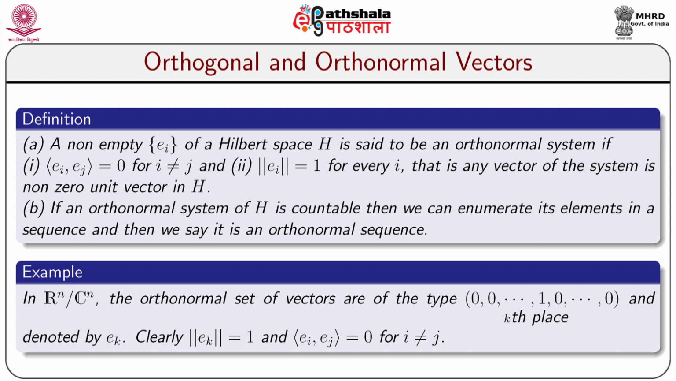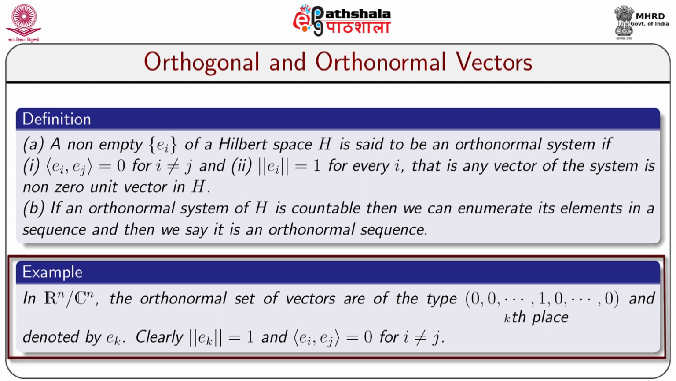Let us take an example. In Rn or Cn, that is n-dimensional Euclidean space over the field of reals or n-dimensional Euclidean space over the field of complex scalars, the orthonormal set of vectors are of the type (0, 0, ..., 0, 1, 0, ..., 0, 0), where 1 is taken in the kth place, denoted by ek. Clearly, ‖ek‖ is equal to 1 and ⟨ei, ej⟩ is equal to 0 for i not equal to j by easy calculation.